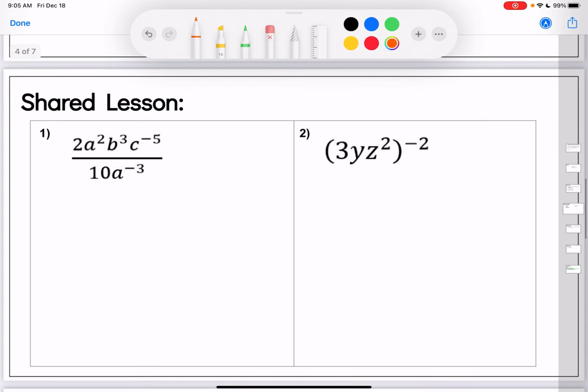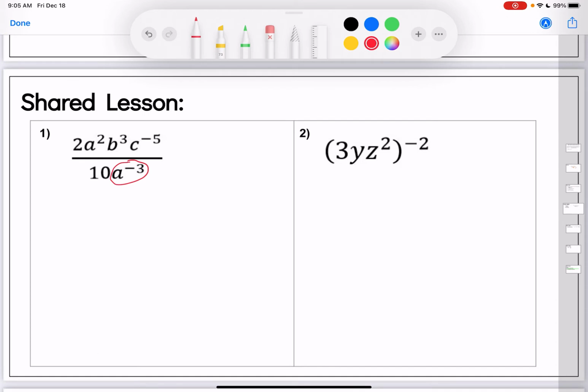Let's do a little practice now, thinking about what we've done yesterday and all of the other days. So here we go on number 1: 2a squared b to the third c to the negative fifth over 10a to the negative third. Now you could tackle these in a lot of different ways. Remember, we talked about this yesterday. Honestly, what I highly recommend is that I like to move anything with a negative exponent first when I have a big fraction like this. I don't try to subtract with negatives. I get goofed up every time. I want to make sure that all of my exponents are positive and then start combining what I can combine.